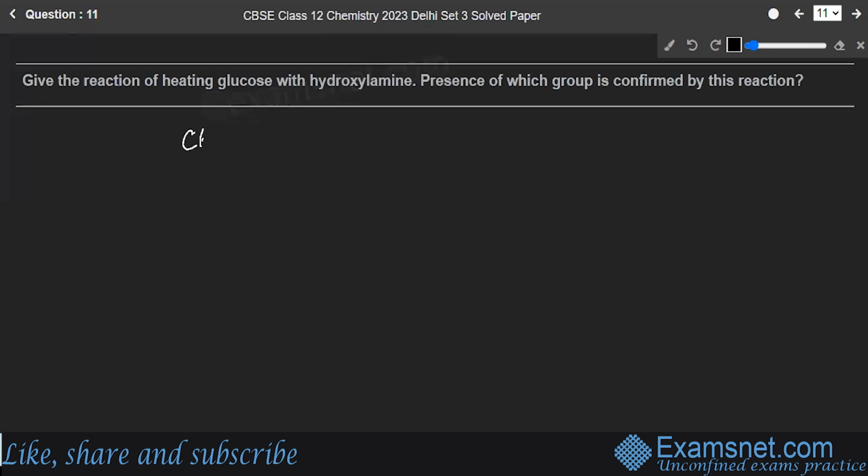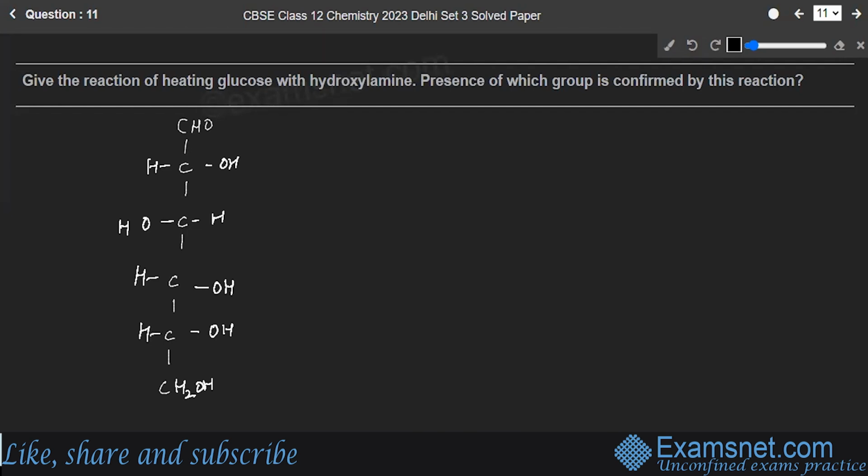I'll make the structure again. This is CHO. Question number 11: give the reaction of heating glucose with hydroxylamine; presence of which group is confirmed by this reaction. Let's make the glucose over here. Here you have CHO, C, C, C, C, and C. Here is CH2OH. Here is OH, OH, OH, H, OH, H. So this is your D-glucose.